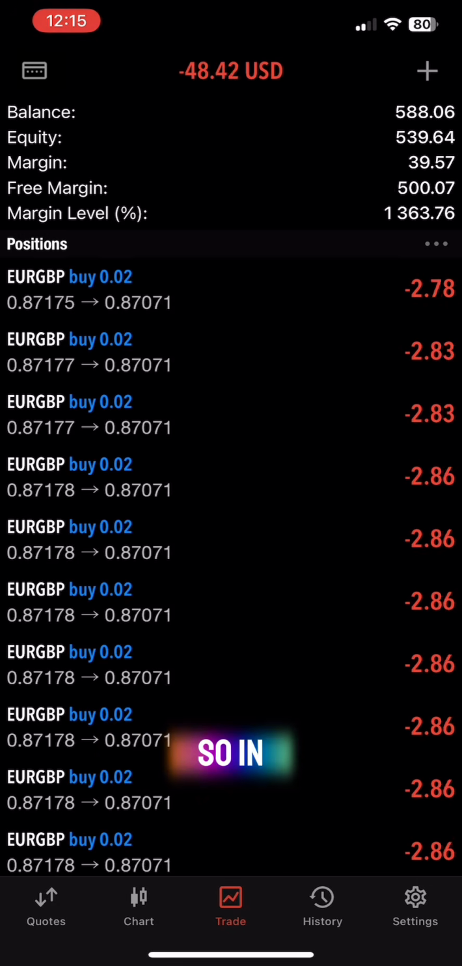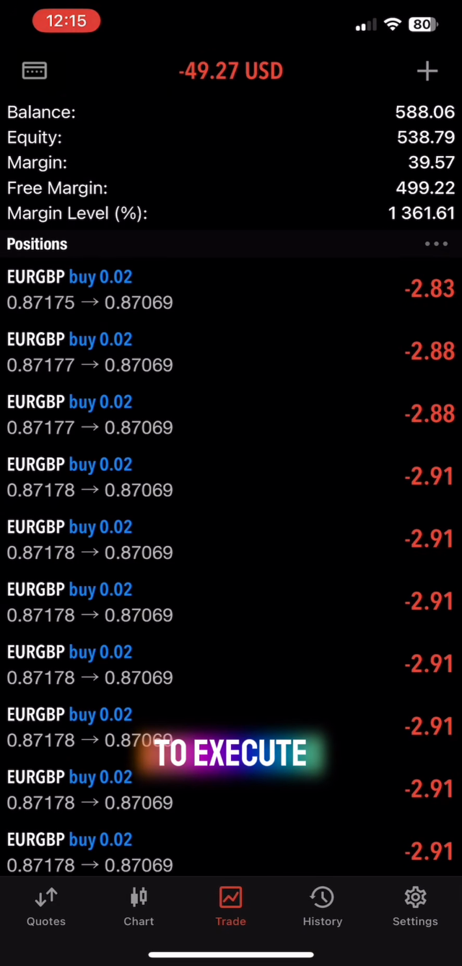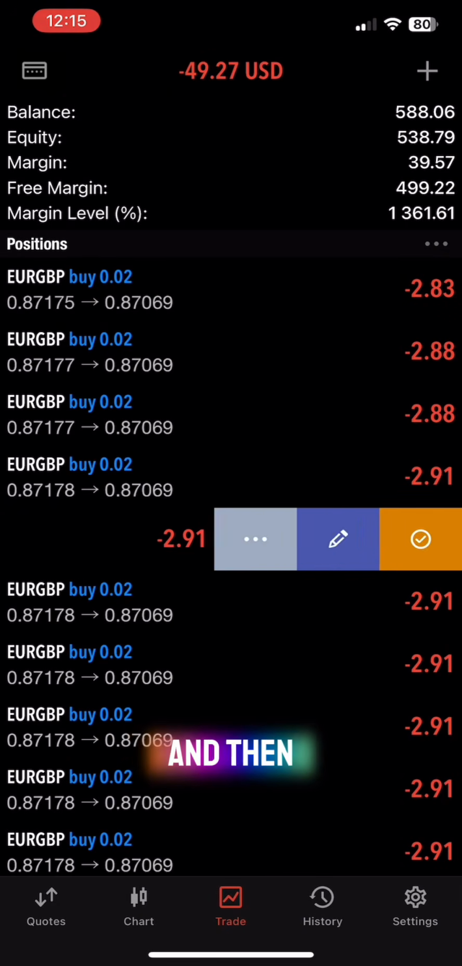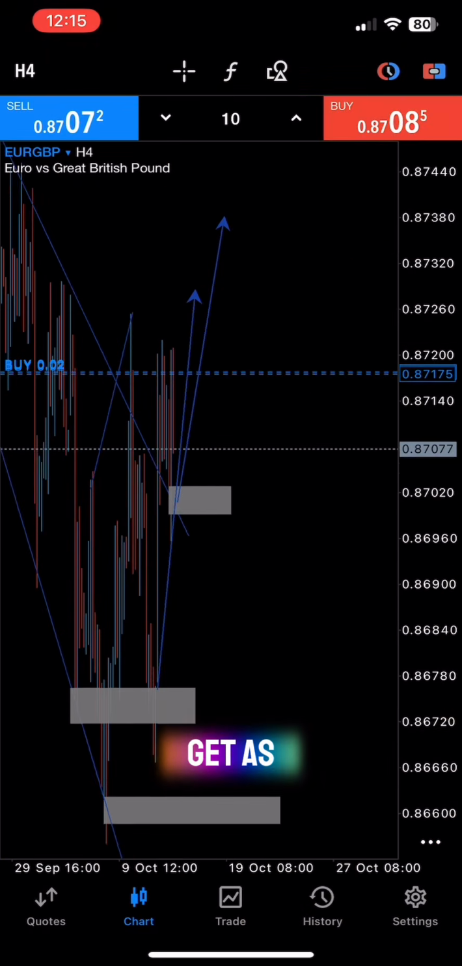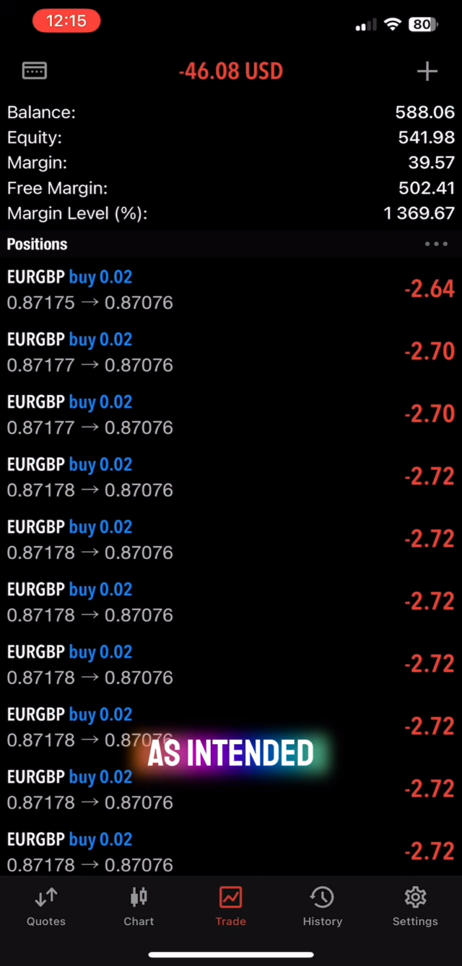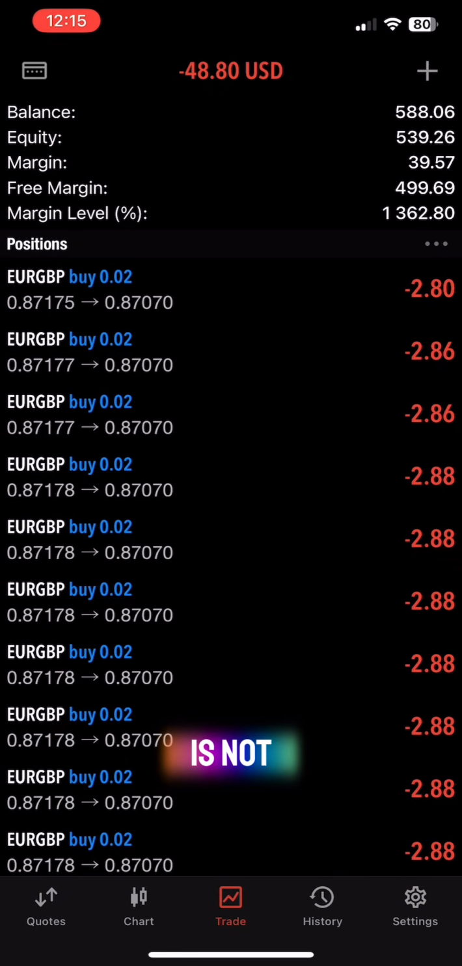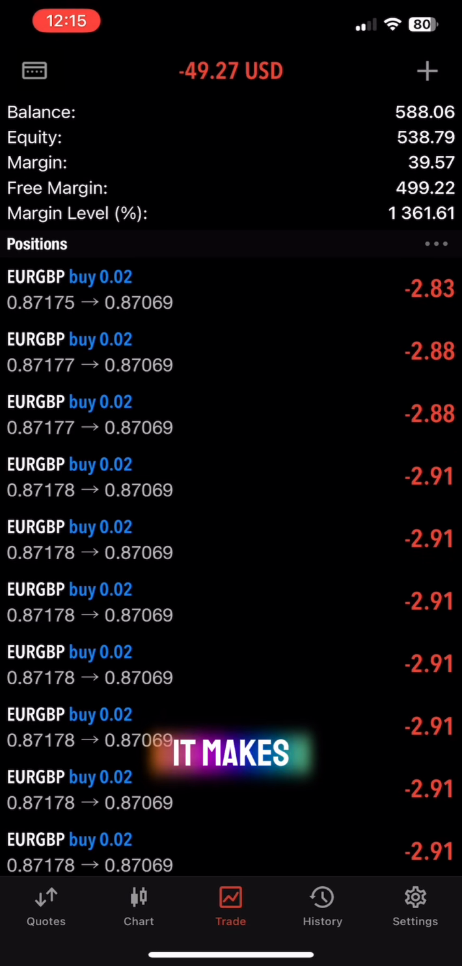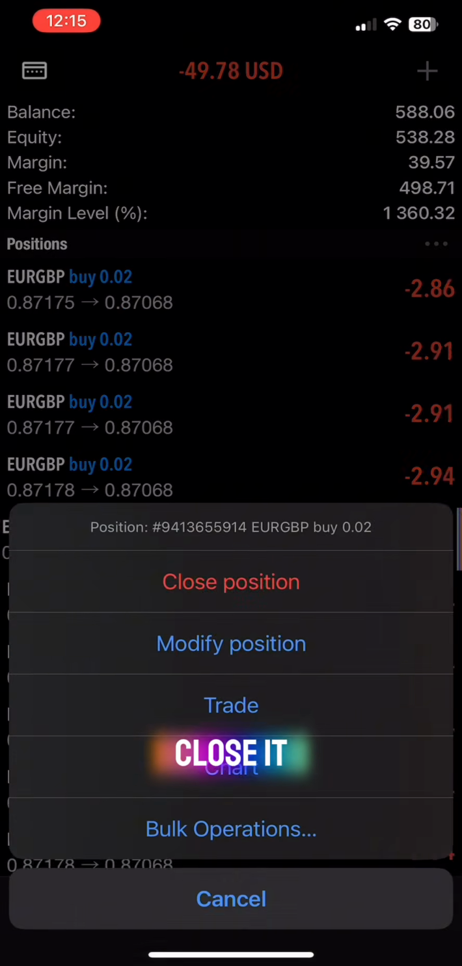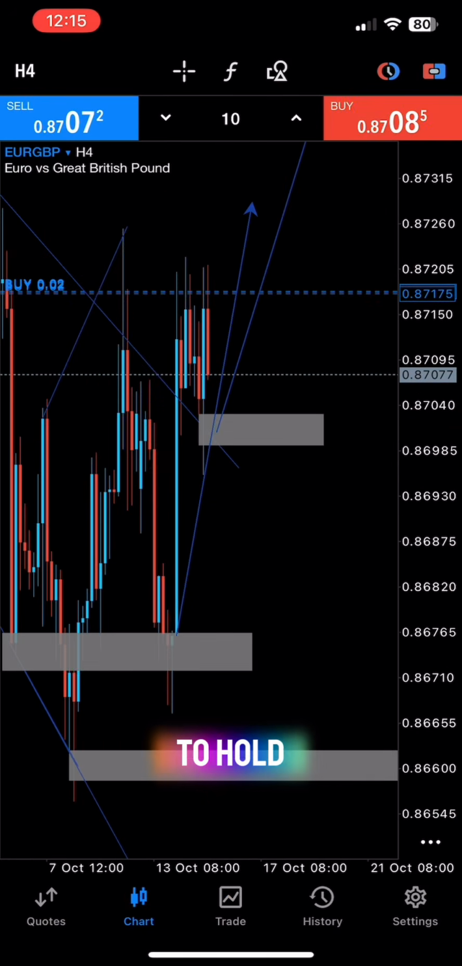direction, right? So in a bullish direction, we are just going to execute the market and then see if we can get as much profit as intended. So I don't like this currency because it is not that volatile. So the soon it makes a loss or a profit, I'm just going to close it because I'm not going to hold it for a long time.